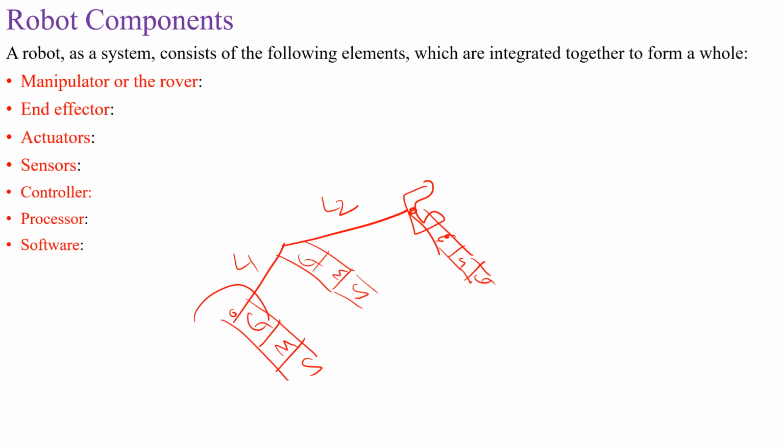Okay, so the first component is the manipulator. So this is the manipulator. This one is the manipulator. This is the main body of the robot.